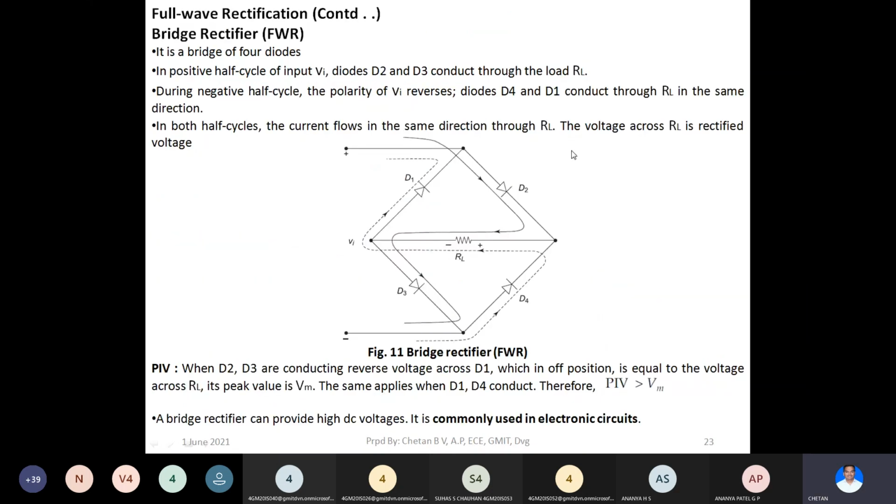Now let us discuss the operation of a full wave bridge rectifier. As I already told, it consists of four diodes which are connected like a bridge. I hope you know what is meant by a bridge. Usually a bridge is constructed to bypass a canal, or else to bypass a road. You have seen that in our day-to-day life. Here also, the bridge is constructed to make way for current. That's why it is called a bridge rectifier.